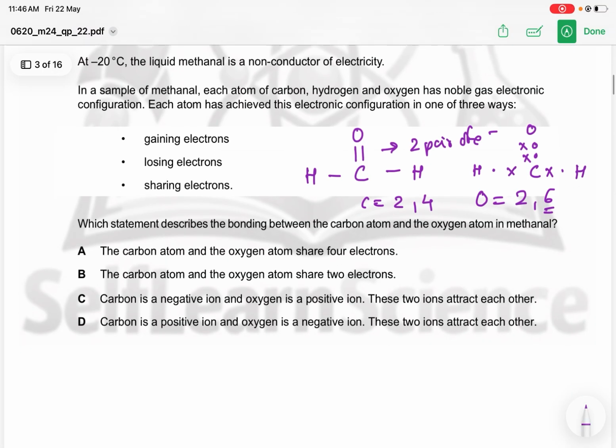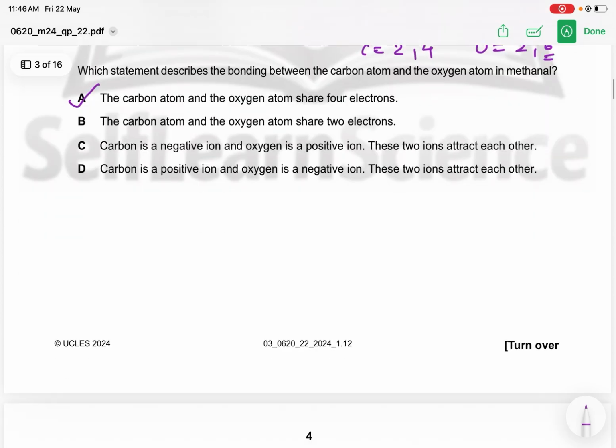So, first option, the carbon atom and the oxygen atom share 4 electrons, which is absolutely correct, since they have a double bond and they have shared 4 electrons among themselves. So the first option is correct here. The second option, where the carbon and oxygen share 2 electrons, is wrong, as we have drawn the structure here. Carbon is a negative ion and oxygen is a positive ion. Because it is covalent bonding, there are no positive and negative ions involved here. So C and D both are wrong.